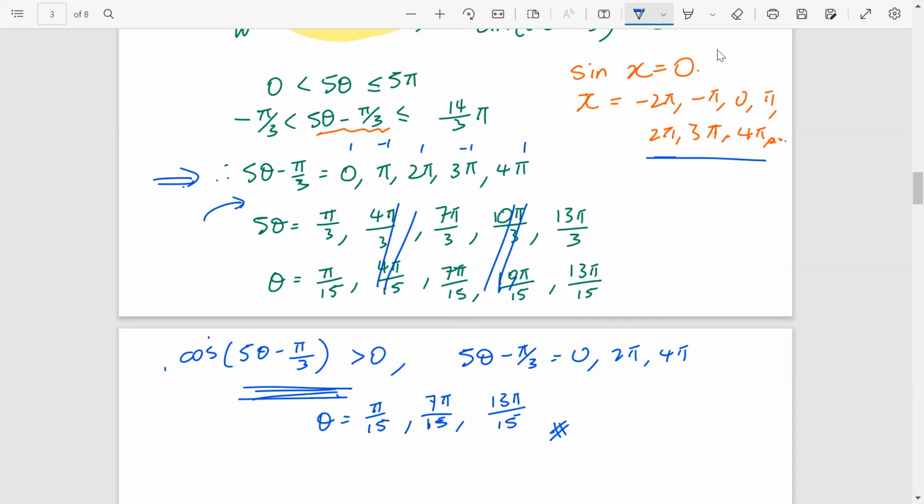If they are asking in general, then you let x equal kπ, where k is an integer. That's the only difference. Then you solve in terms of k. But here they have a range, so you follow the range. Yeah, I'll stop the recording.